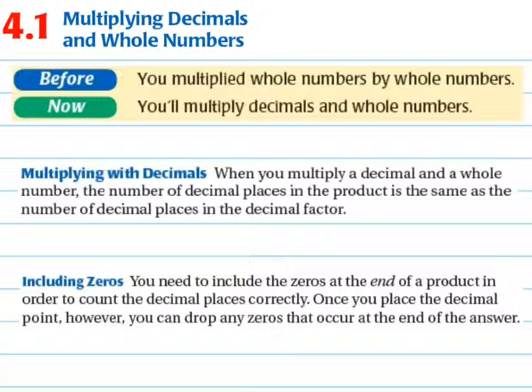We're also going to be talking about including zeros. You need to include the zeros at the end of a product in order to count the decimal places correctly. Once you place the decimal point, however, you can drop any zeros that occur at the end of the answer. So at the end, after the decimal, we can get rid of those. Now let's go ahead and do a couple examples.